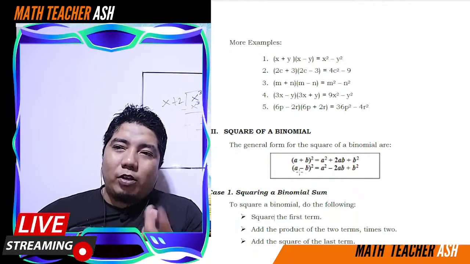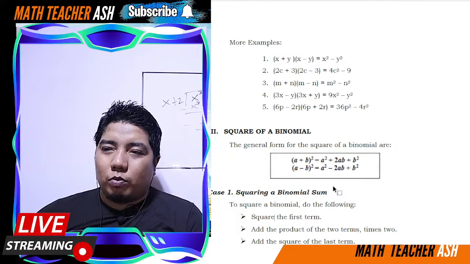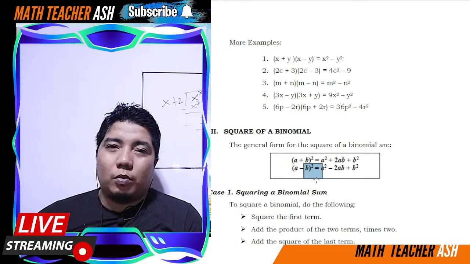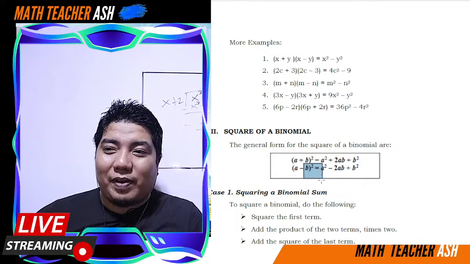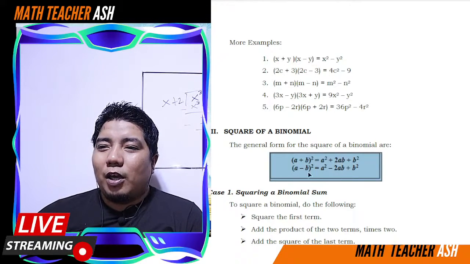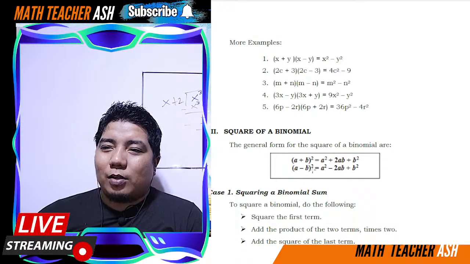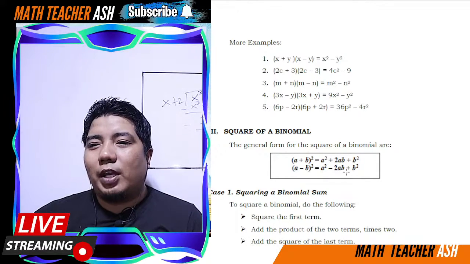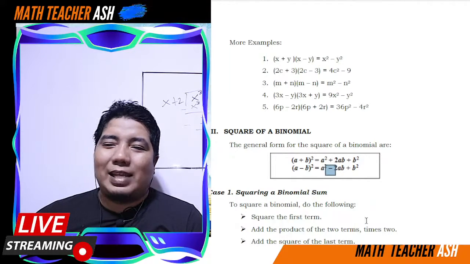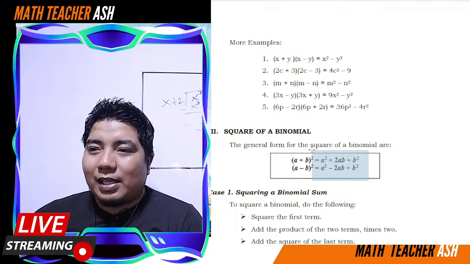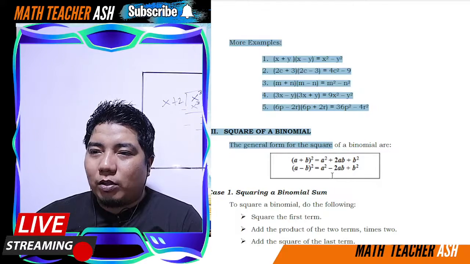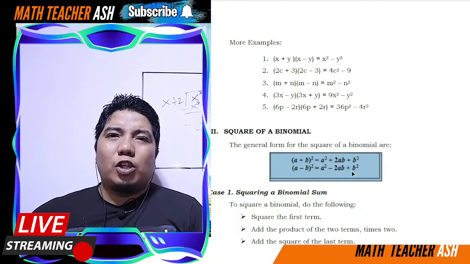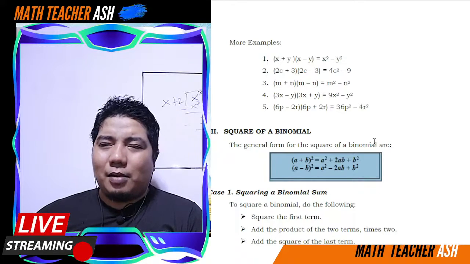Now, if it is minus, A minus B to the power of 2, you square A, you square B. When we say square, you multiply by itself, ha? And then, you get double, you get twice the product of AB. Pero, minus lang sa gitna. So, pareho lang sila except sa sign dito. Okay? So, as you can see, ito lang magkaiba ng sign. Alright? So, napakadali lamang po, my dear math learners.